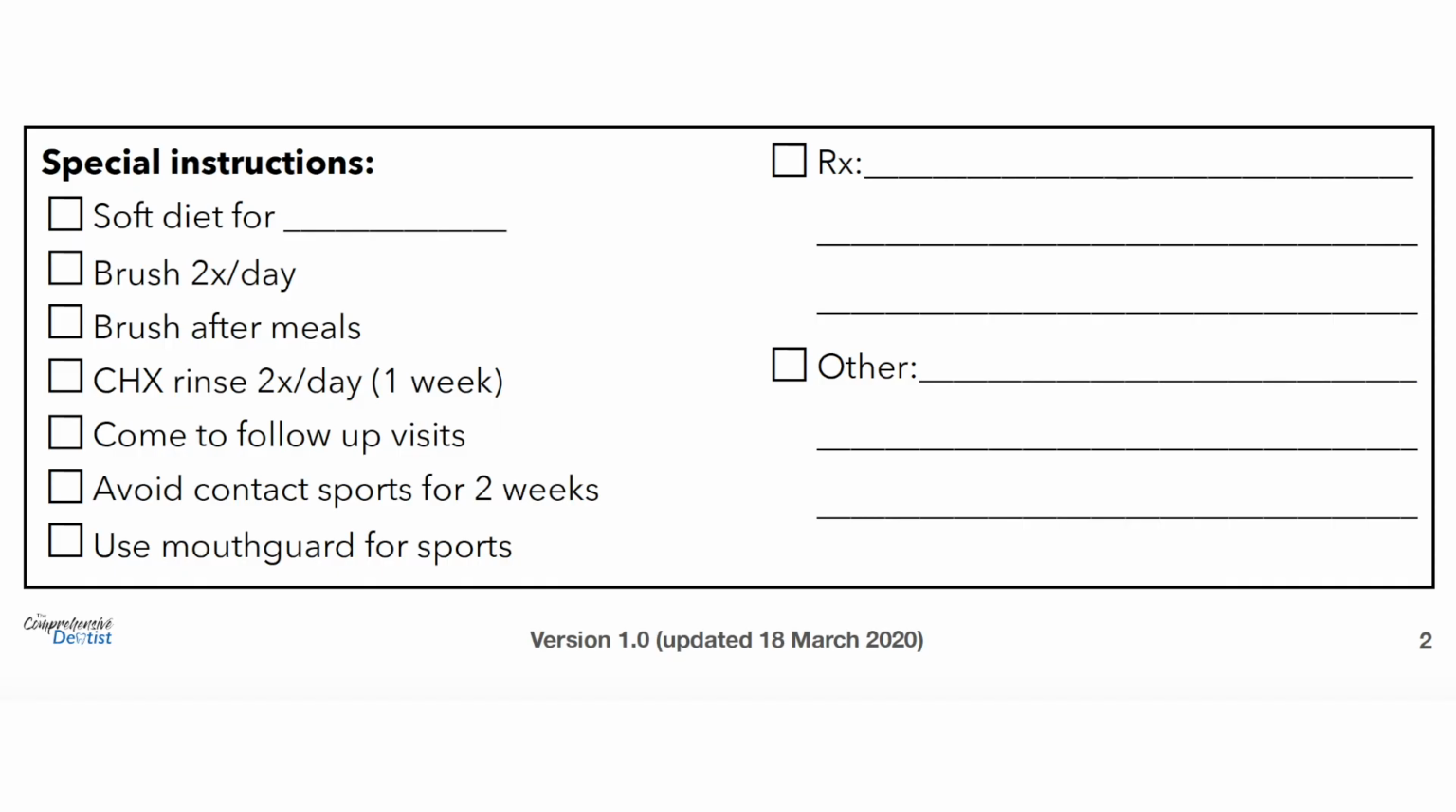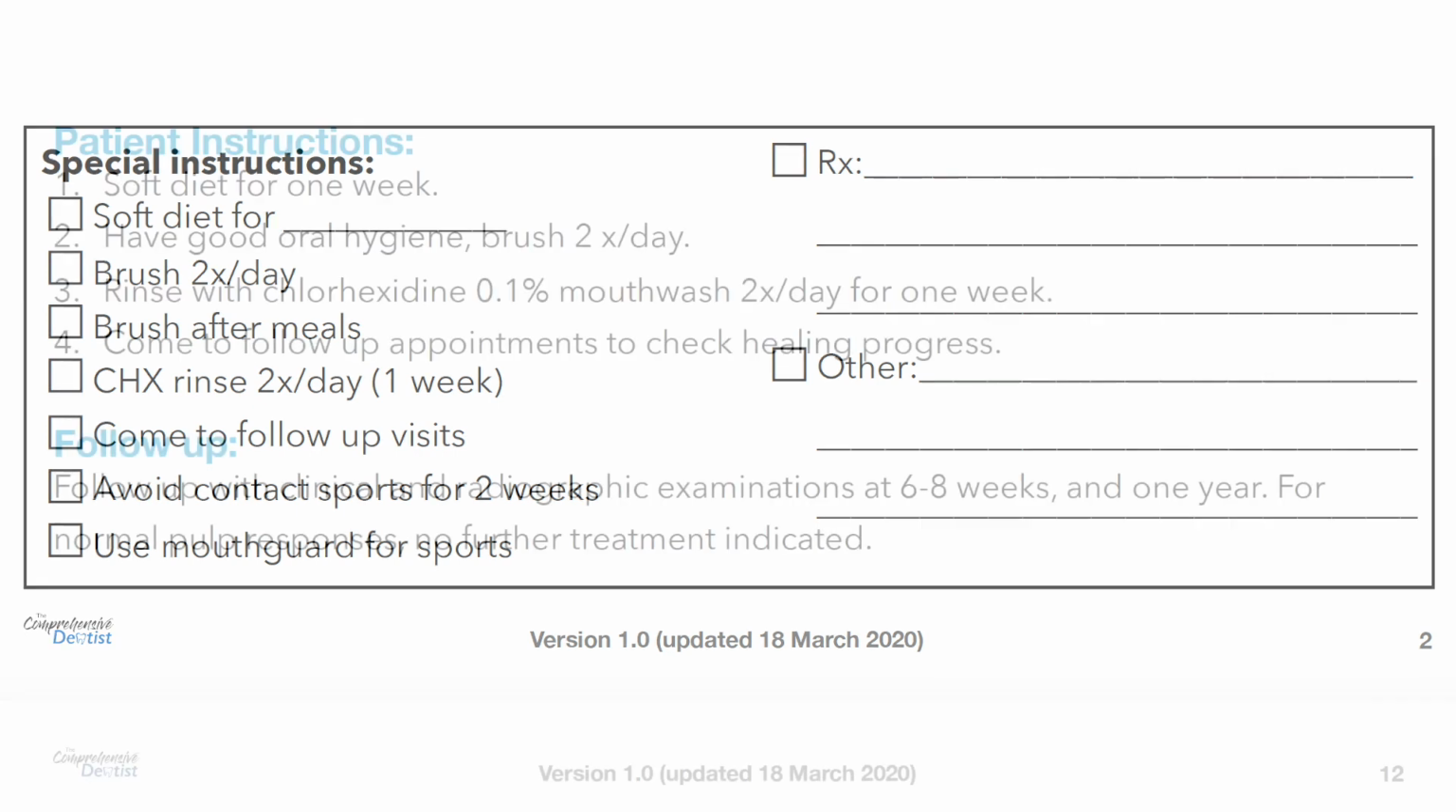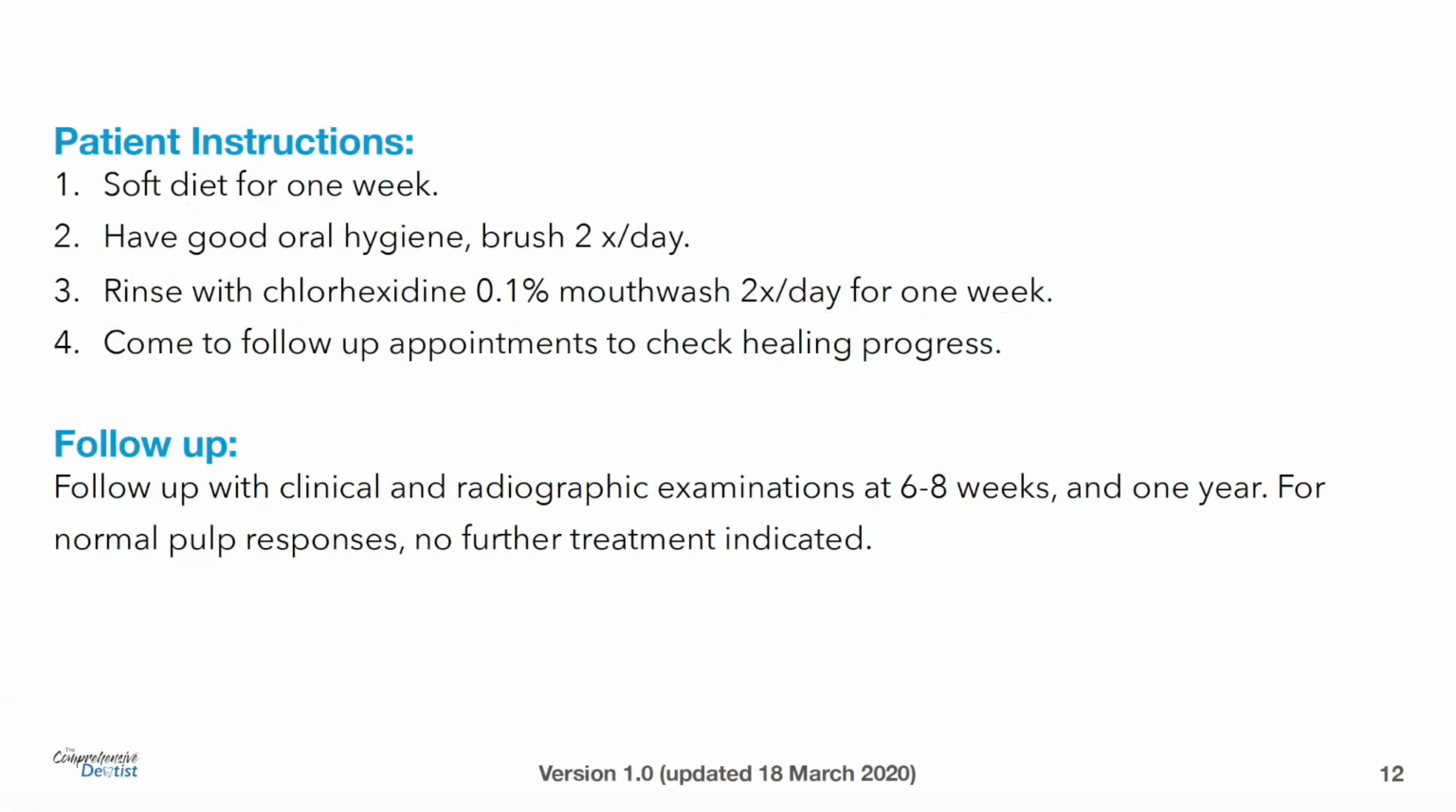At the bottom of the back side of the worksheet is the special instructions section. You will tell them these things verbally, but you will also send them home with this information as well. Where do you find special instructions? Again, in the dental trauma guide for each diagnosis is the listed special instructions for your patient. When I have the backside of this form filled out, I like to photocopy the backside of the form and send the patient home with the copy.